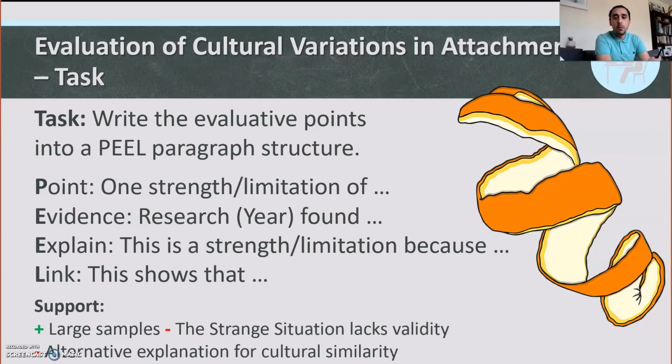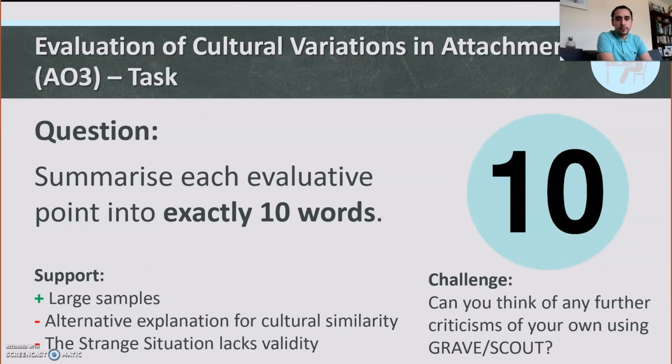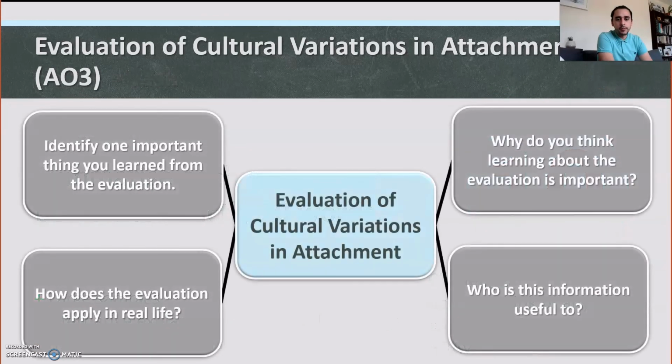Point: one strength, one limitation of this research is. Evidence: give some evidence. For example, if there's research backing up, give the research. Explain: this is a strength because, this is a limitation because. Explain why this is a good thing, why this is a bad thing. And then link it back to the question. This shows that. We can conclude from this that. And that's the evaluation.